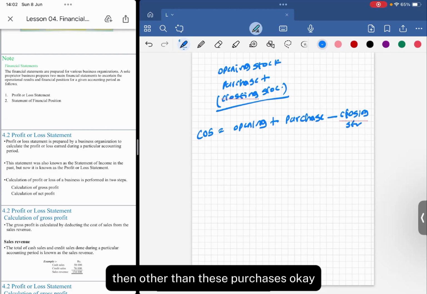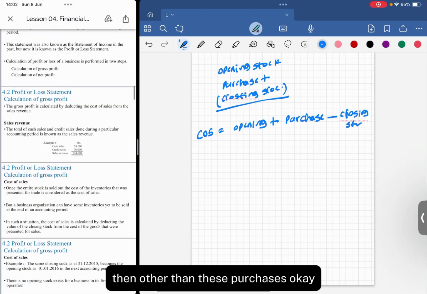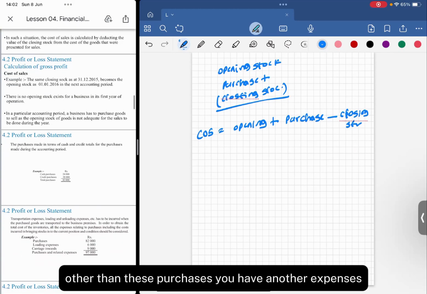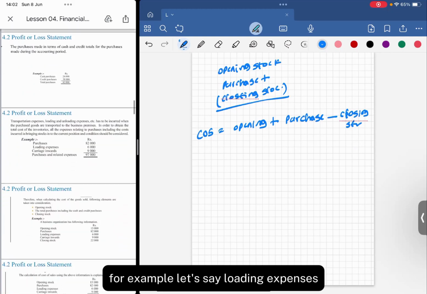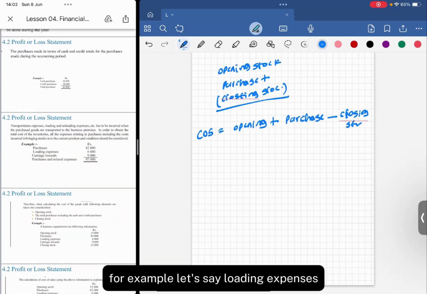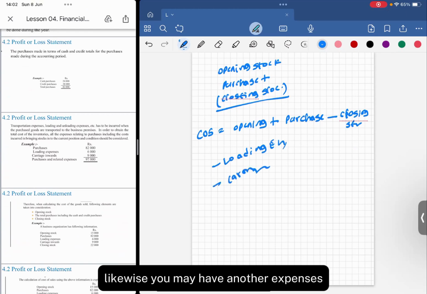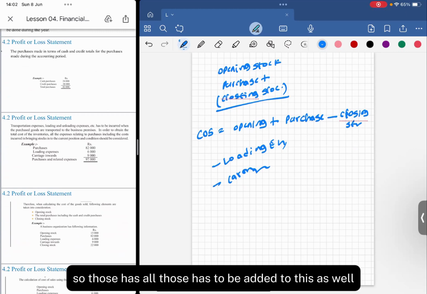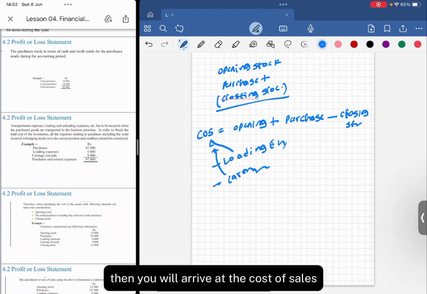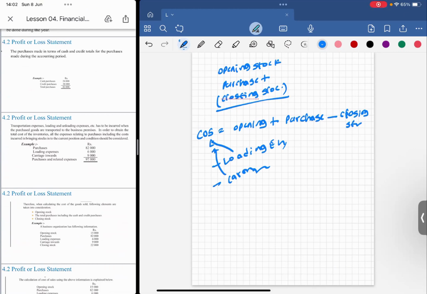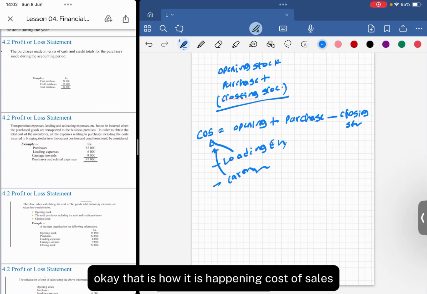Other than these purchases you have other expenses, for example loading expenses, then carriage inwards. Likewise you may have other expenses. Those have to be added to this as well. Then you will arrive at the cost of sales.